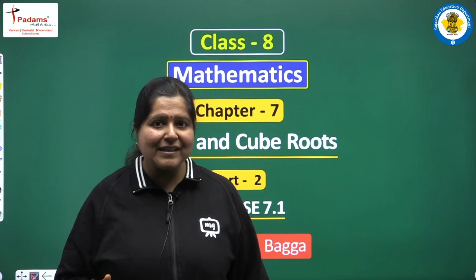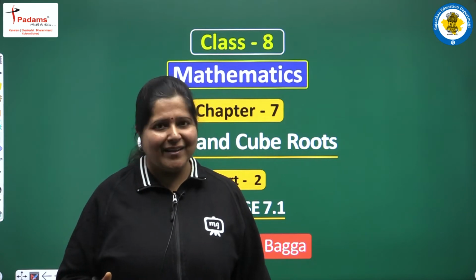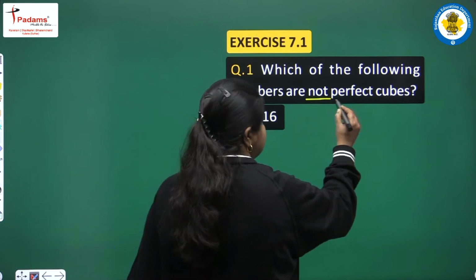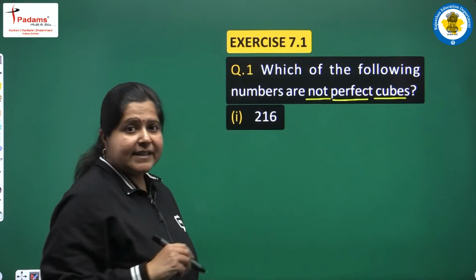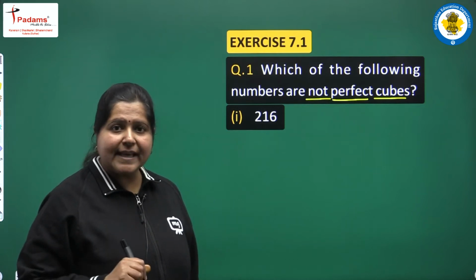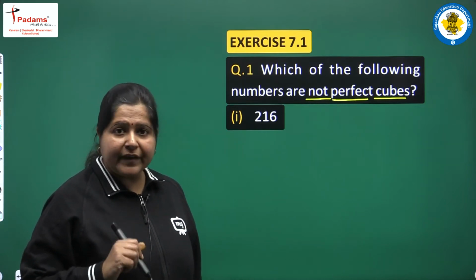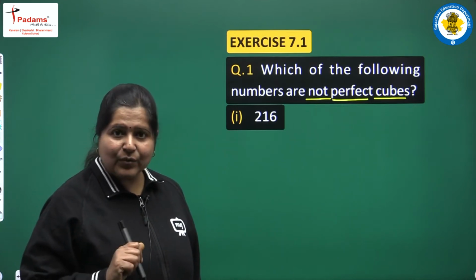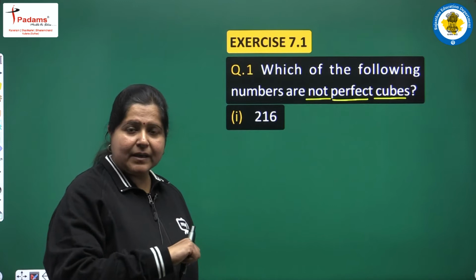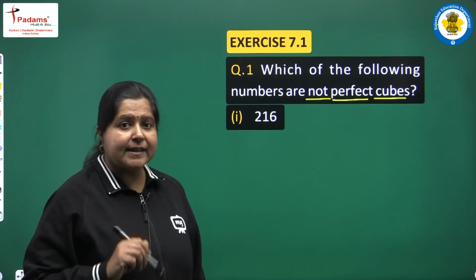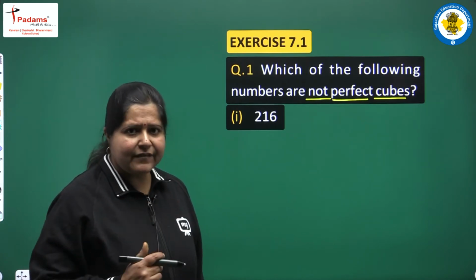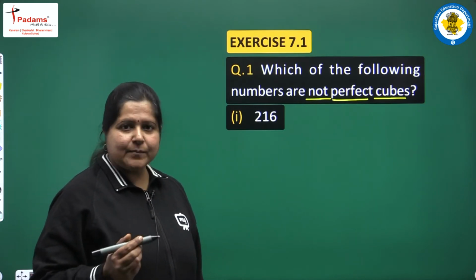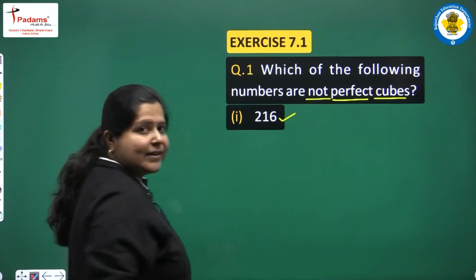So the first question from exercise 7.1, here it is. Which of the following numbers are not perfect cubes? Here some numbers have been given to us and we have to examine whether these numbers are perfect cubes or not. And how do we do this? Yes, first we find the prime factors of the given number. If these prime factors occur in groups of 3, then we say that the given number is a perfect cube, otherwise not. So let us begin with the first number, which is 216.